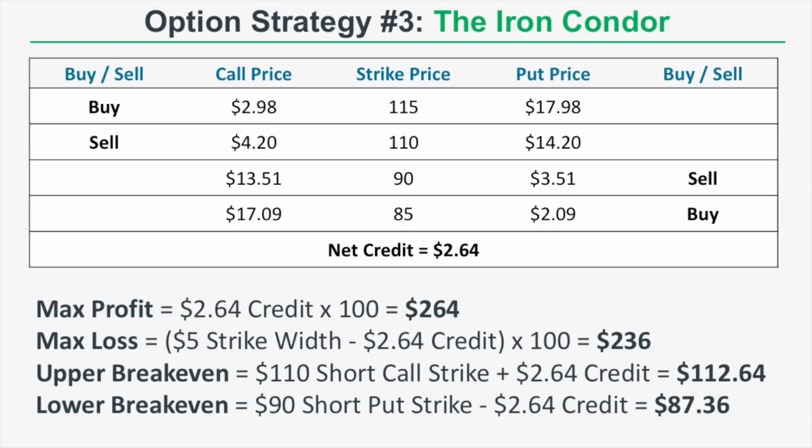Now our upper break-even price is the short call strike price of 110 plus the $2.64 credit, which comes out to $112.64. And our lower break-even price is the $90 short put strike minus the $2.64 credit, which comes out to $87.36. So this strategy will be profitable at expiration as long as the stock price is in between $87.36 and $112.64. So obviously we have a pretty wide range of profitability there. Let's go ahead and take a look at a real example so that you can see how the Iron Condor performs as the stock price changes over time.